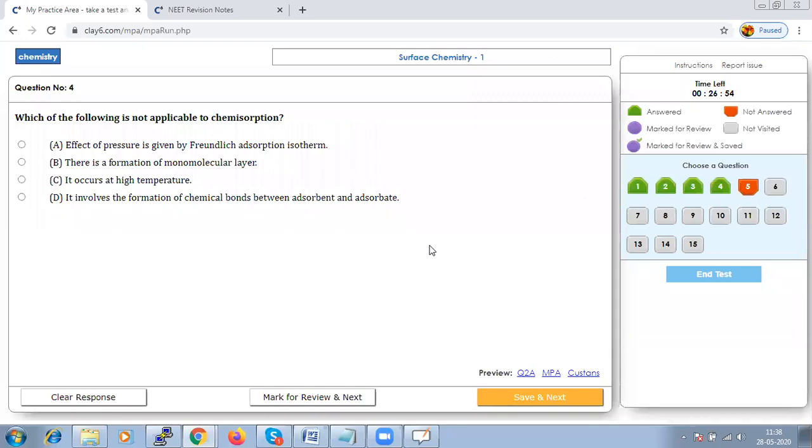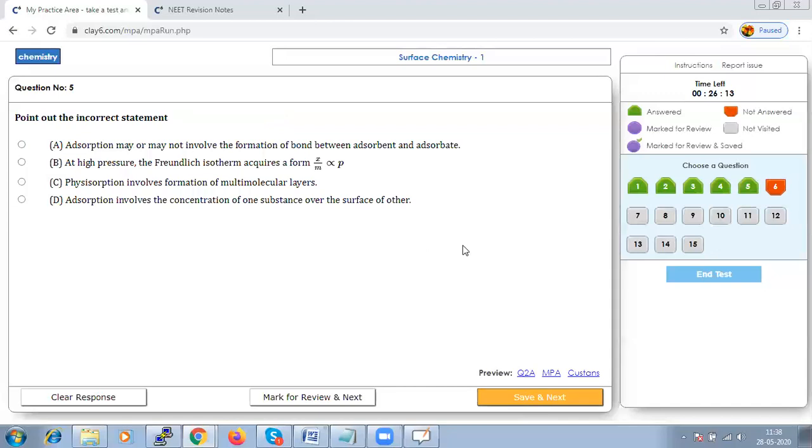Which of the following is not applicable to chemisorption? When we study the properties of chemisorption, it's very simple to answer these types of questions. In chemisorption, do remember the effect of pressure is actually not given by the Freundlich adsorption isotherm. So option A should be the right answer. Let us save that and go to next.